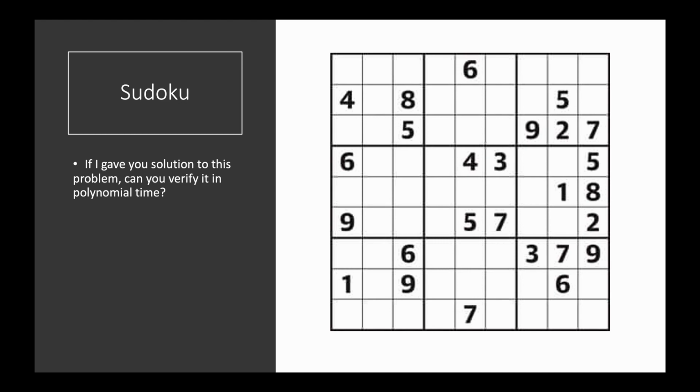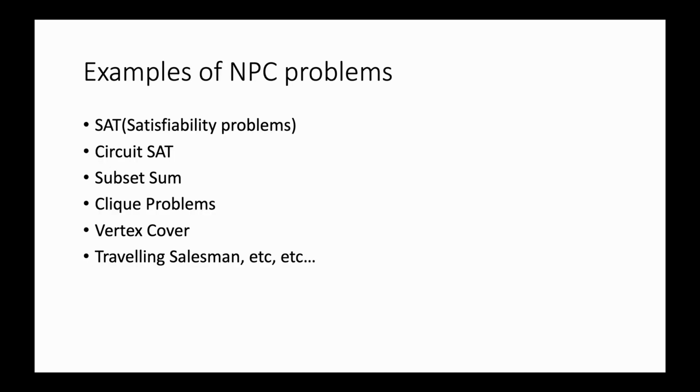This becomes a decision problem of the original NP problem, where we assume that some oracle or magician has given us the solution and we have to verify it. And this version of the problem is called an NP-complete problem. Examples of NP-complete problems are SAT, satisfiability problems, circuit SAT, subset sum, clique problems, vertex cover, traveling salesman, etc. For a minute, just believe me that any of these problems can be converted to any other instance of the problem with the help of reduction.